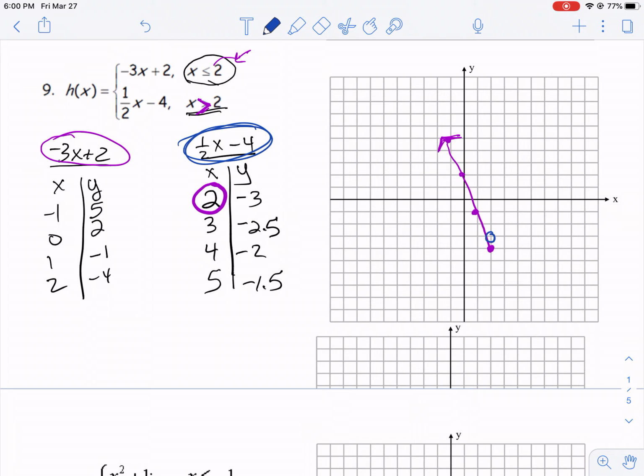3, negative 2.5 is about there. 4, negative 2. 5, negative 1.5. So I need to connect those. Be careful when you connect open circles. Don't go all the way into the center of your circle because then it kind of looks like you filled it in and people might think you did and they might mark you off for that. So make sure when you connect open circles you just connect to the outside. Alright, go back to your inequality. It's greater than, which points to the right, so our arrow is going to point to the right. And my function was called h of x, so to label my graph, I get h of x.